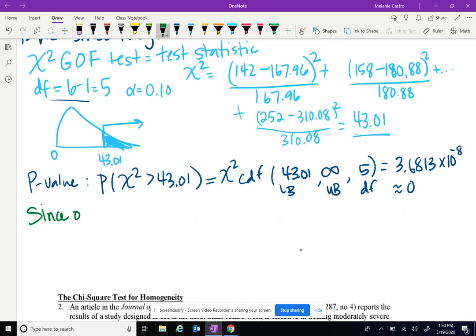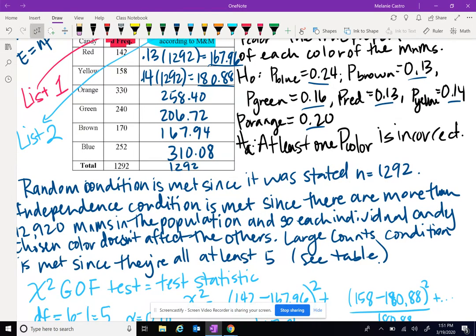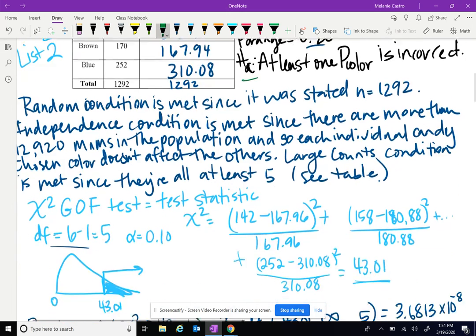Since our p-value is less than our alpha at 10%, we should reject H0. Okay, so if we go back and look, we've now rejected that they're all what they said they were. We have support then for this alternative hypothesis. So we're going to support that at least one of those colors is incorrect.